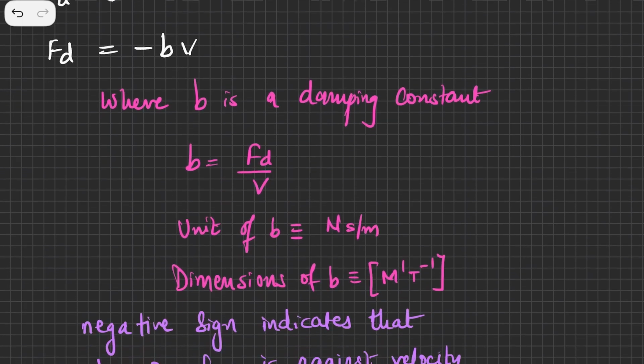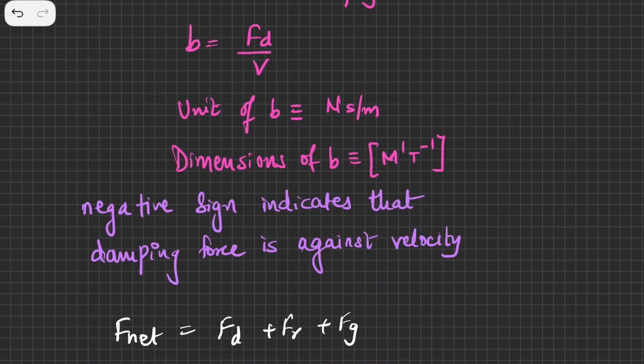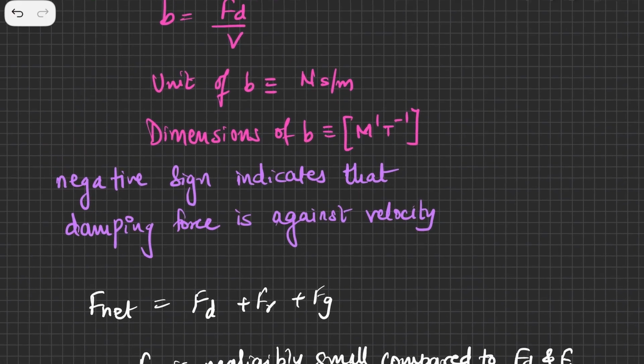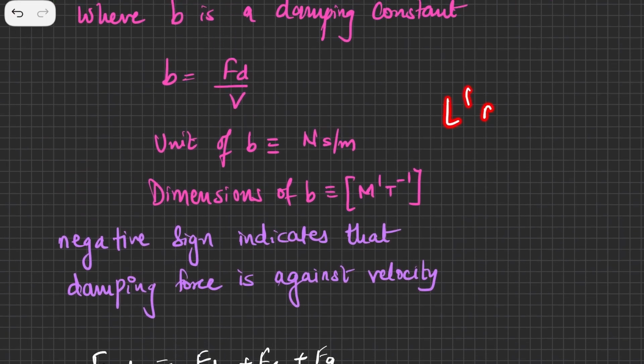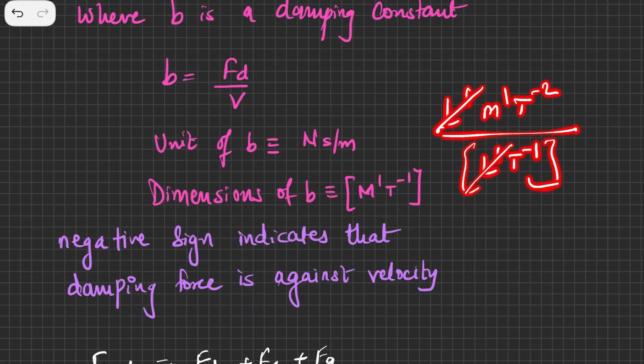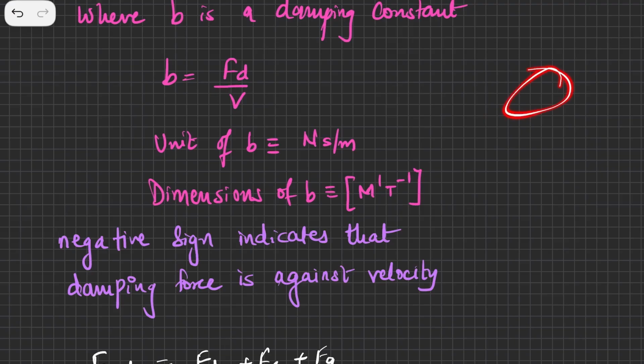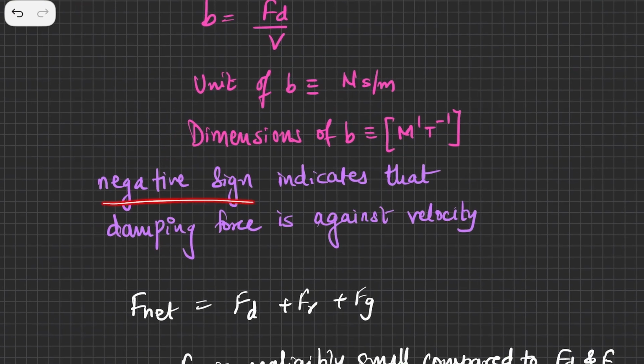And the unit: force is in Newton, velocity is in meter per second. So the second goes up, so I'll get Newton second per meter. So this is my unit of B. Dimension would be M1 T minus 1. Again, you can always work it out: M1 L1 T minus 2 is the dimension for force, velocity is L1 T minus 1. L1 and L1 get cut, T minus 1 goes up. T plus 1 minus 2 plus 1 will give me minus 1. So this is what the dimension is. So that's what I have mentioned. The negative sign indicates that the damping force is against the velocity.